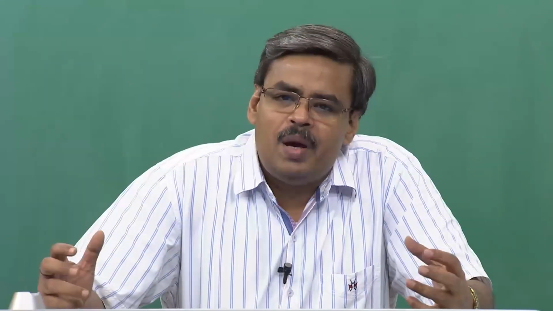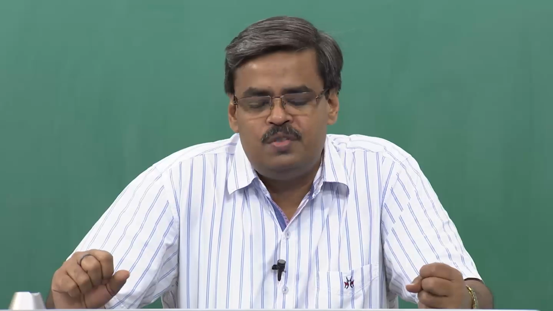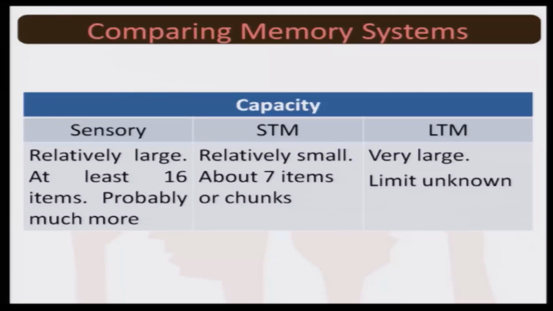In terms of capacity, we realize that sensory memory also has a relatively large capacity for storing information, and at least 16 items can be stored at the level of sensory memory, and probably a little more can also be stored.